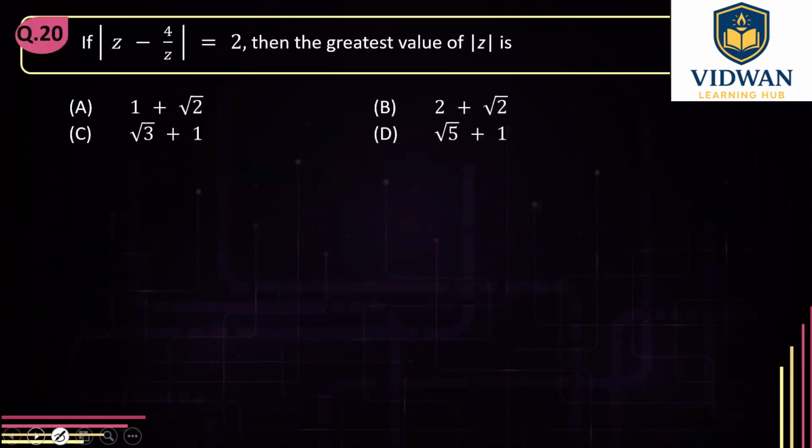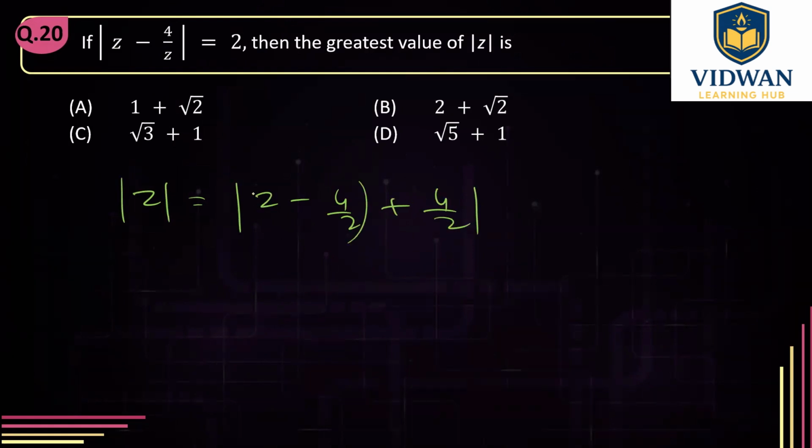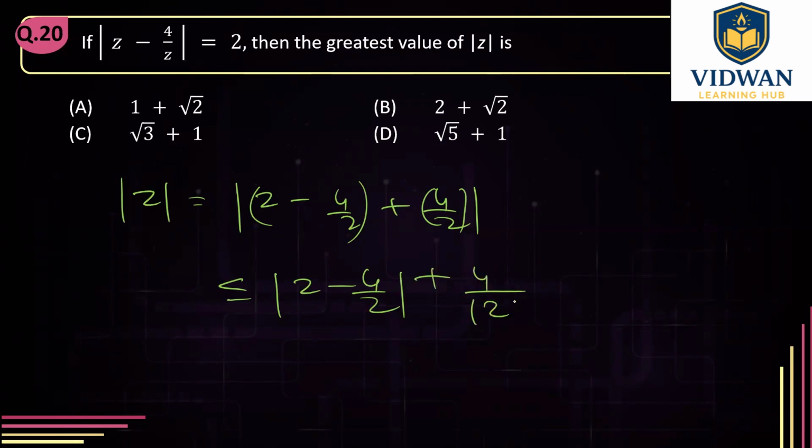Now let's look at the next question. If mod of Z minus 4 by Z is 2, what is the greatest value of mod Z? So what we do is start with mod Z because you wanted mod Z. And since you have Z minus 4 by Z, subtract 4 by Z, add 4 by Z. So you know this is Z1 and this is Z2. This is like mod of Z1 plus Z2. You can write less than or equal to mod Z1 plus mod Z2. Mod of the first one plus mod of the second one. You can write 4 by mod Z. And since they already gave this value as 2, you can say mod Z is less than or equal to 2 plus 4 by mod Z.